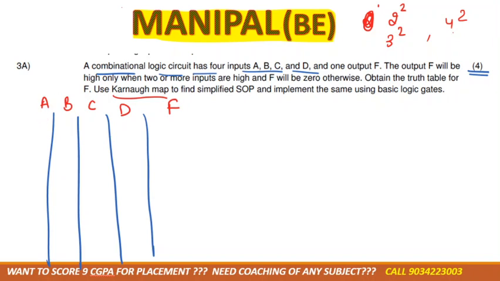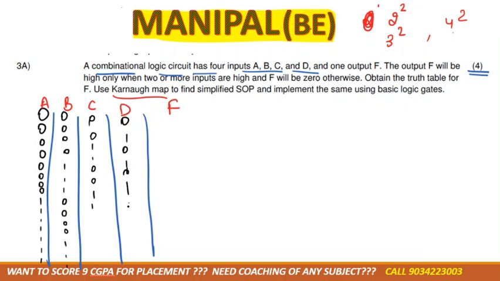If we have 16 possible combinations, then it would be 8 times 0, right? 8 times 1, like so. Then 4 times 0, 4 times 1, right? Then 2 times 0, 2 times 1, 2 times 0, 2 times 1, and so on. Then 0, 1, 0, 1, 0, 1, and so on.